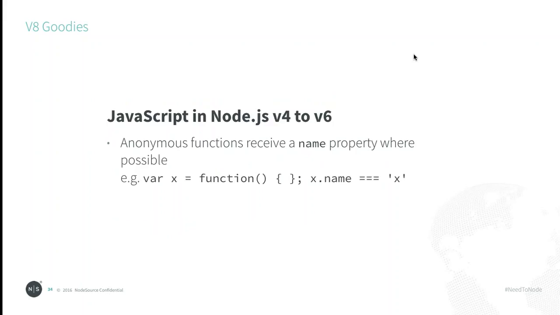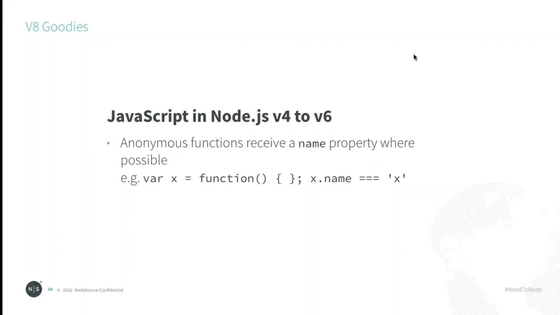So let's go through some of these V8 changes. This is an interesting one. It seems minor, but it can be a big deal for debugging, which is that a function is now named if it can be inferred. So normally when you have an anonymous function, you don't give it a name, so you don't say function foo and then define the function. It doesn't get a name. But now if you assign it to a variable or some other situations where you assign it to things that have a name, it infers the name.